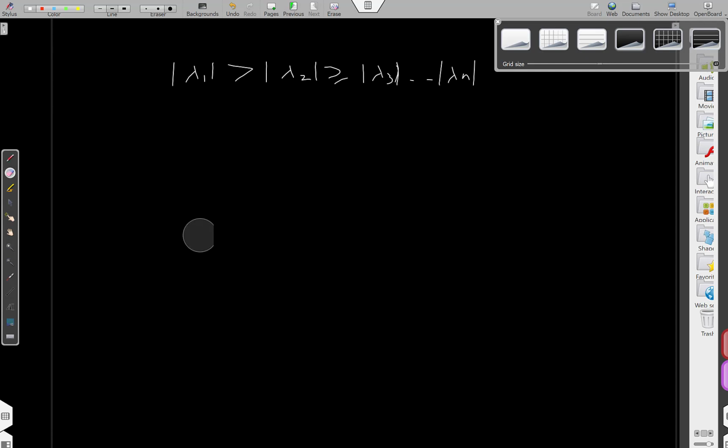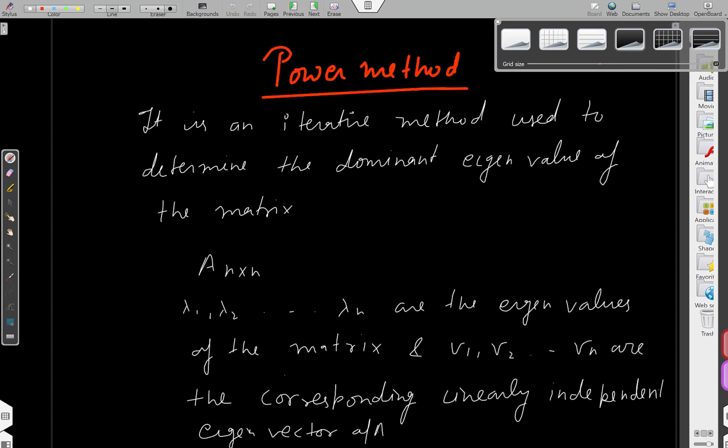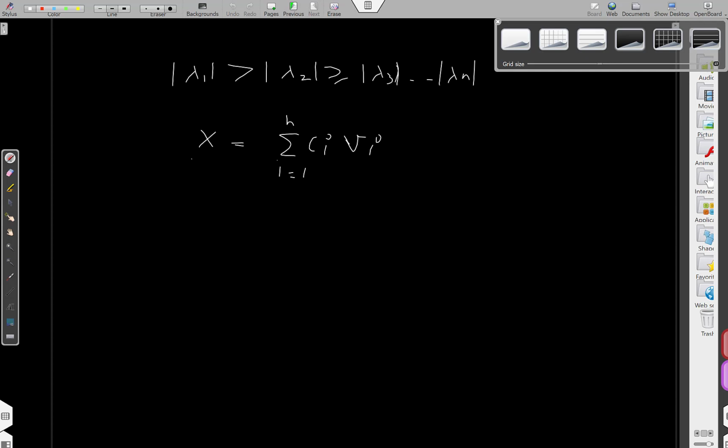Okay, so let us suppose x is a vector that can be written as the summation of ci vi, where vi are the eigenvectors of the matrix A. As we have discussed, b1, b2, ..., bn are the corresponding linearly independent eigenvectors, so we can express the vector x as a linear combination of the eigenvectors bi. Okay, now we will operate A over x.